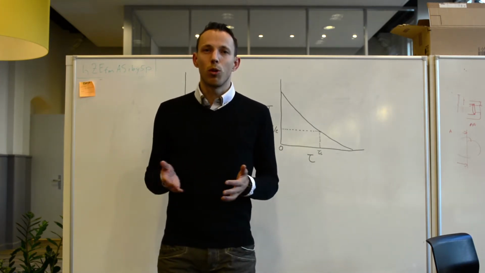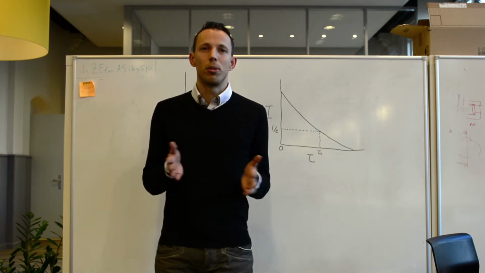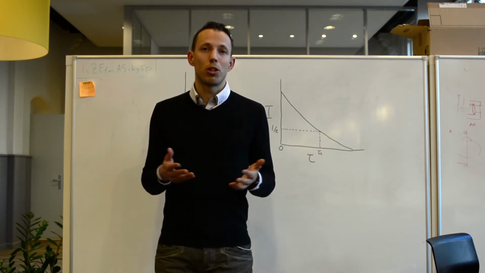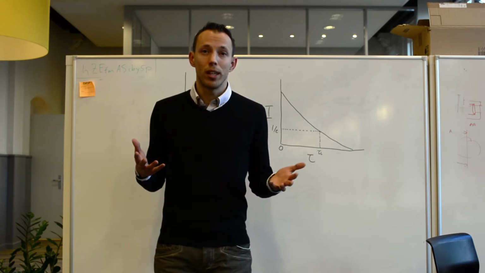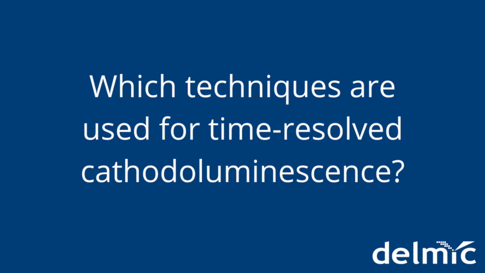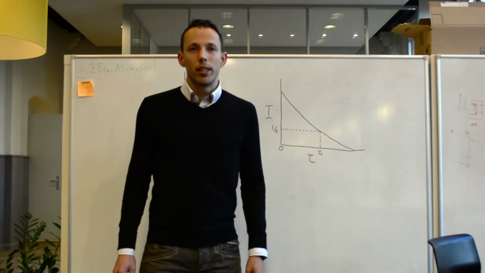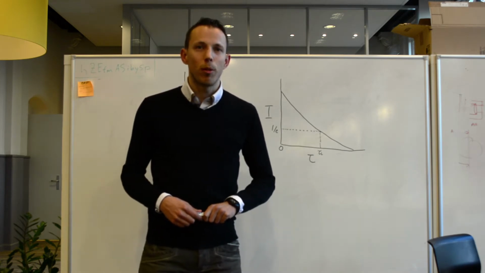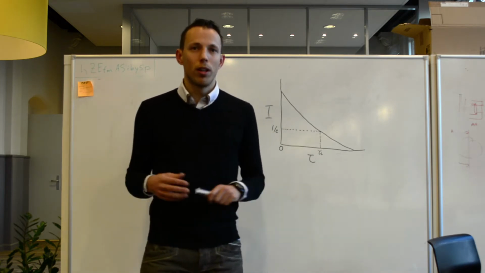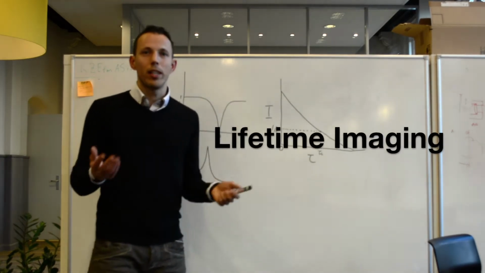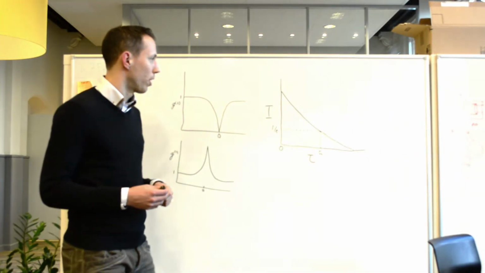Besides that, you can also look at how the light is distributed in time, and in particular how photons, which are individual light quanta, are separated in time. There are more or less two techniques which are used for time-resolved cathode-luminescence. First one, you look at what is called the lifetime or the decay, emission decay of the cathode-luminescence.